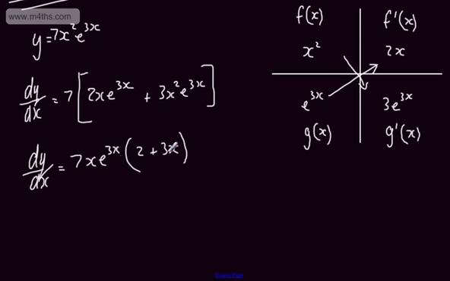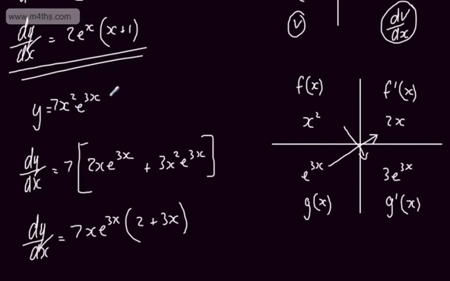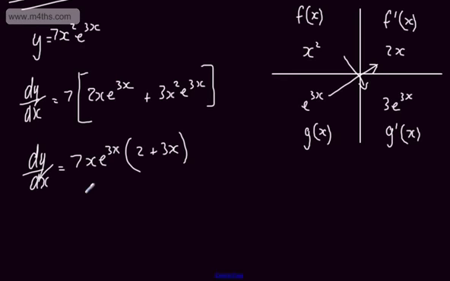Now, if we were asked where this particular function was stationary, then we could set this to 0. So when we've looked at stationary points in the past, we know that the derivative dy by dx would be equal to 0. So if we were asked to find where this is stationary, we could consider the following. We could say now, for stationary points, dy by dx will be equal to 0.